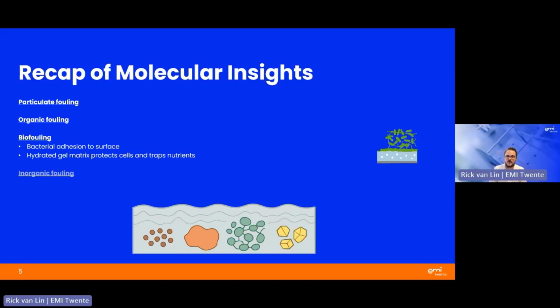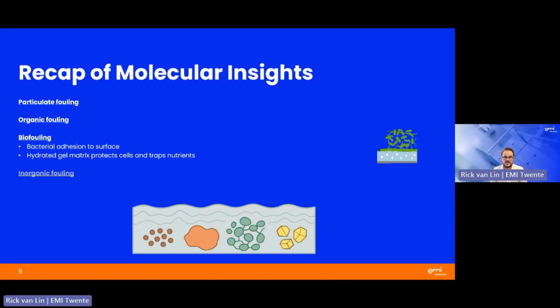Getting straight into the next one, biofouling, which is bacterial adhesion to surface, which is mediated by extracellular polymeric substances, or EPS, which are polysaccharides, proteins, DNA, lipids, all coming from bioorganisms. And this EPS can form a hydrated gel matrix that protects cells, but also traps nutrients from the feed stream. And the impact hereof is that the pressure drop will increase over your membrane due to, for example, feed spacer clogging. And this biofilm can act as a scaffold that captures particulates and even scaling salts.